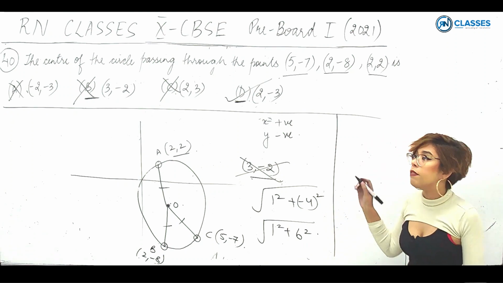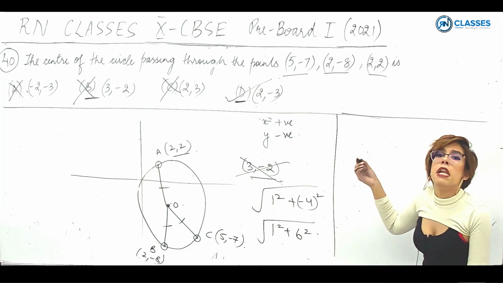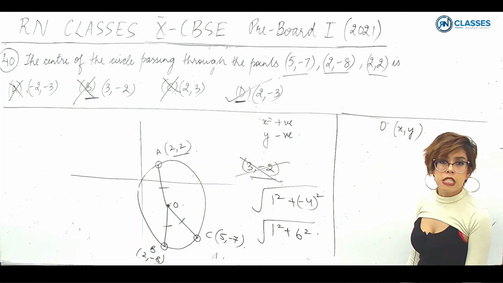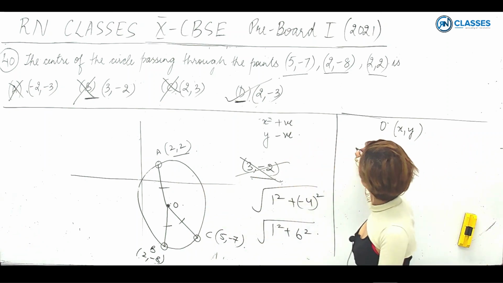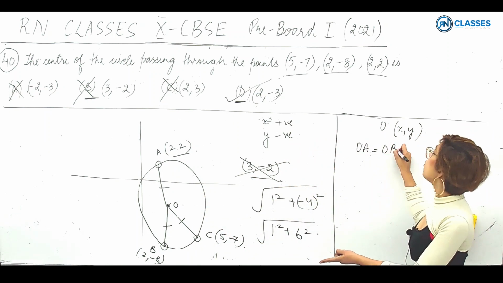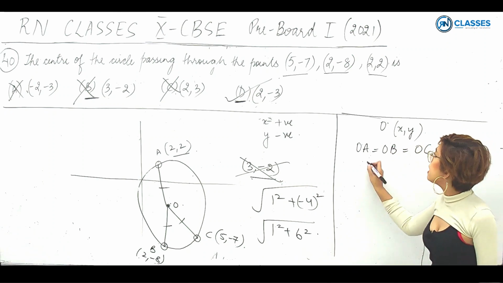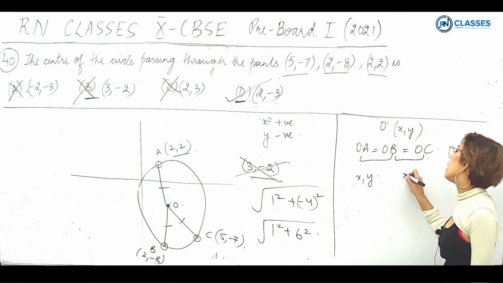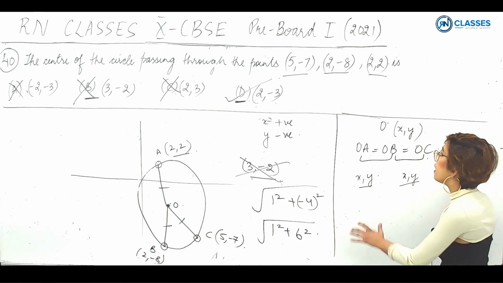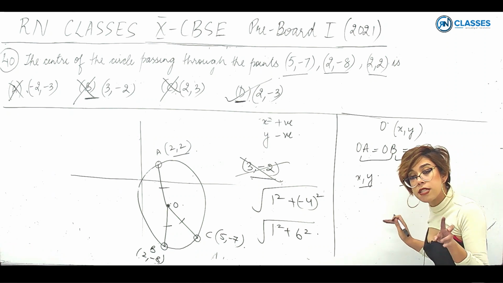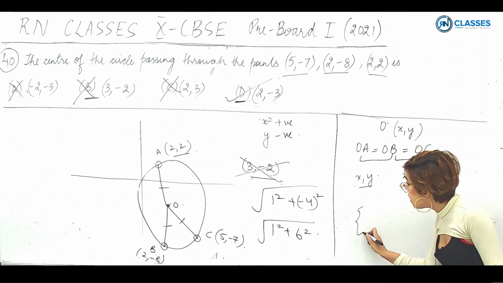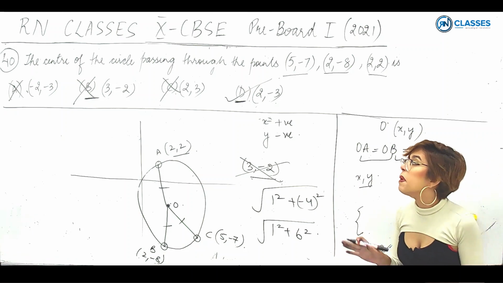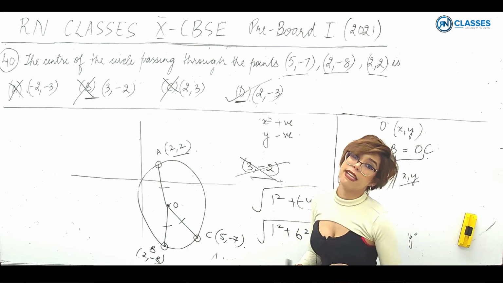Now we need to find the center of the circle. Now let the center be x, y. Right? Now I know that OA should be equal to OB should be equal to OC. Using this relation, I'll get an equation in x and y. Using this relation, I'll get an equation in x and y. Now these will be linear equations in 2 variables. Since these are 2 in number, you can solve them and get the value of x and y. So this is the subjective manner. If the paper is objective, we'll use common sense and we'll get the answer.